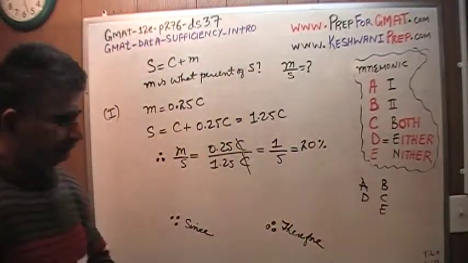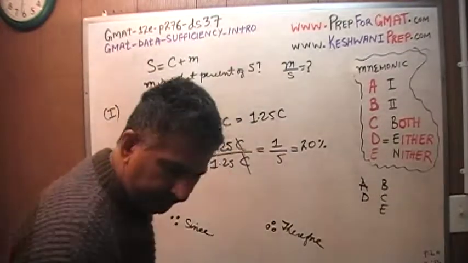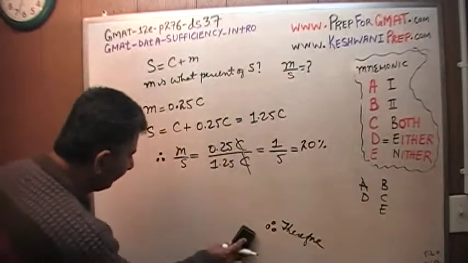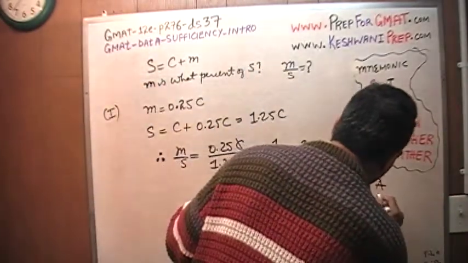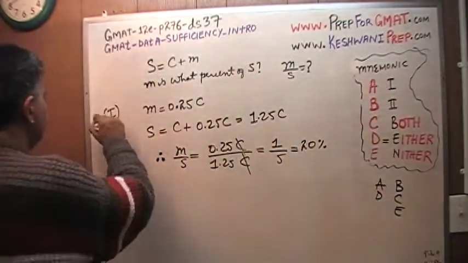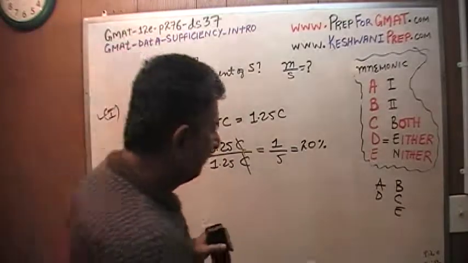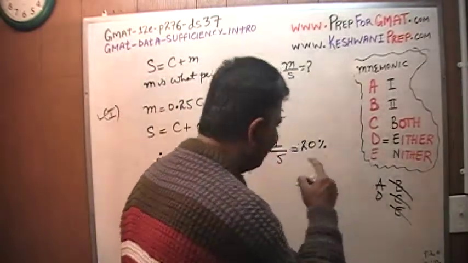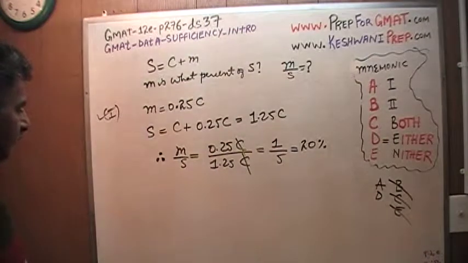Anyway, the first statement by itself is enough. That tells us that the correct answer, whatever it is, cannot be B, C, or E. It has to be either A or D. I was about to give you an example to make you understand quickly as to what's going on here.